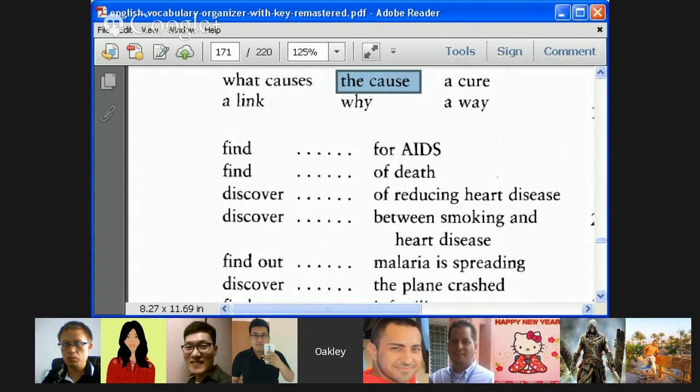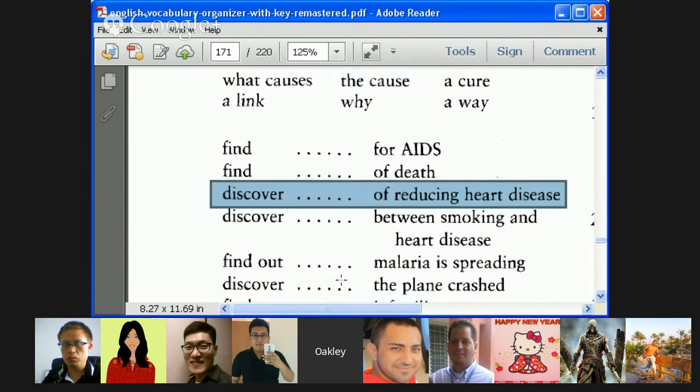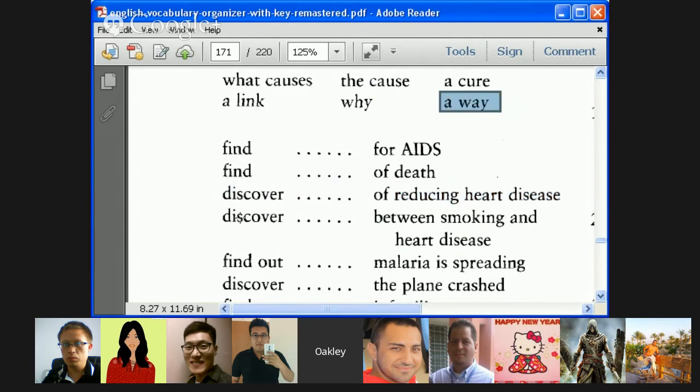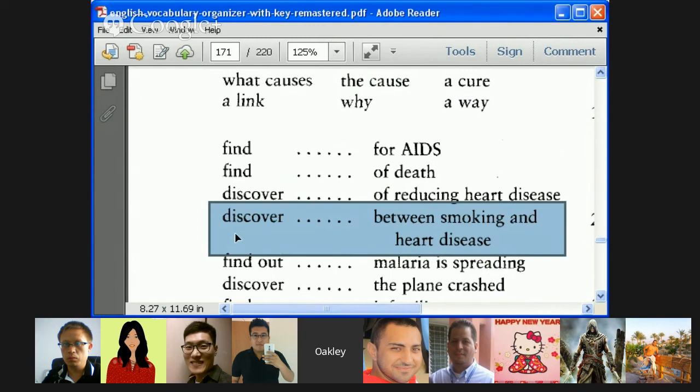Abraham is gone. So Xinyu, how about the next one? Discover a way of reducing heart disease. Very good. Discover a way of reducing heart disease. That's perfect. Okay, David? Sure. Discover a link between smoking and heart disease.